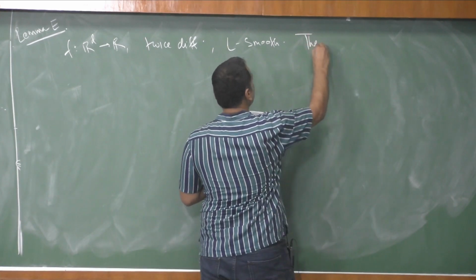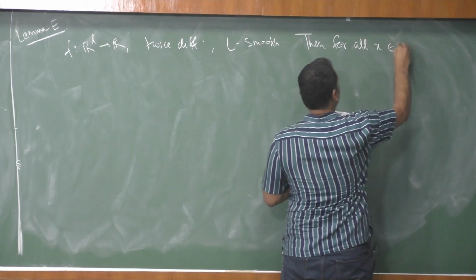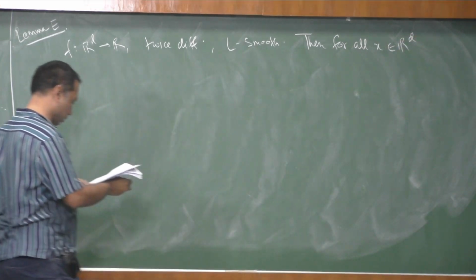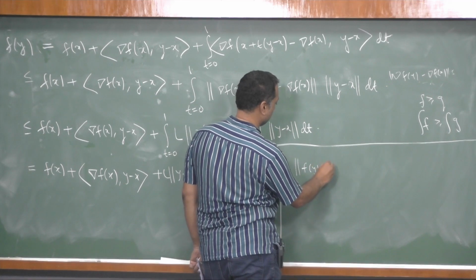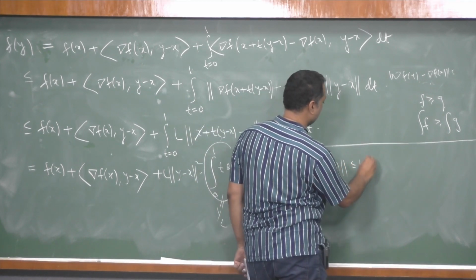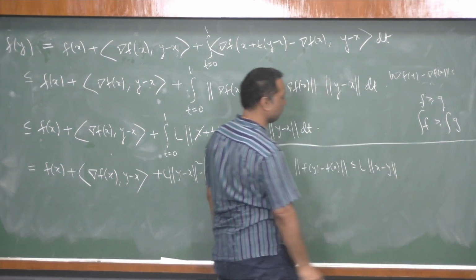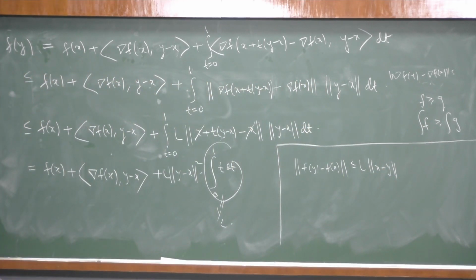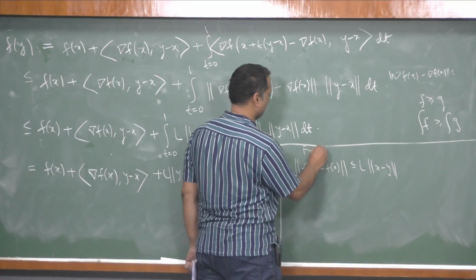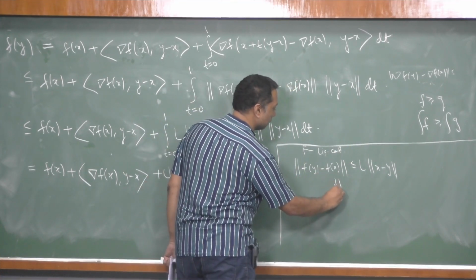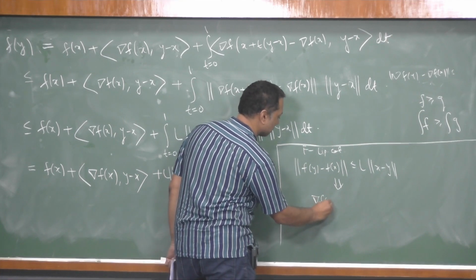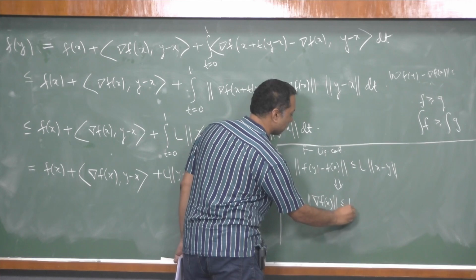Then for all x in R^d. Remember when we were discussing Lipschitz continuity, right? Lipschitz continuity told us that |f(y) minus f(x)| is less than or equal to L times the norm of x minus y. So if we can find a constant L such that this happens, then we say that f is L-Lipschitz continuous, and a consequence of this, which we have proved, was that the norm of grad f(x) is bounded by L.